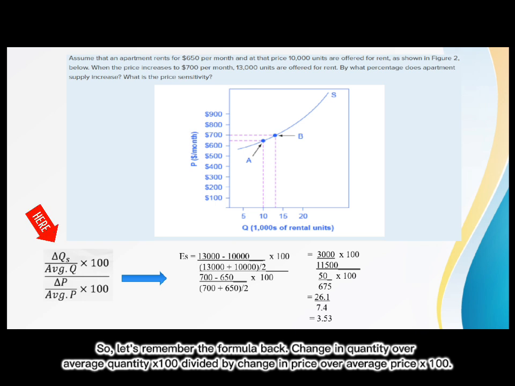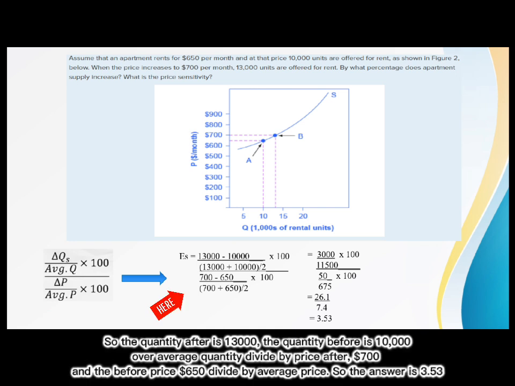So let's remember the formula. Change in quantity over average quantity times 100, divided by change in price over average price times 100. So the quantity after is 13,000 and the quantity before is 10,000, over the average quantity, divided by the price after, $700, and the price before, $650, over the average price. So the answer is 3.53.